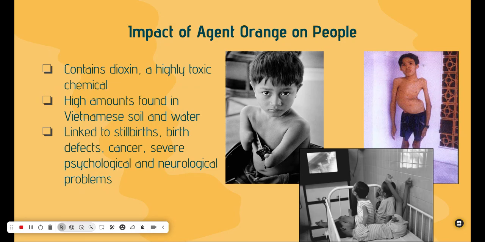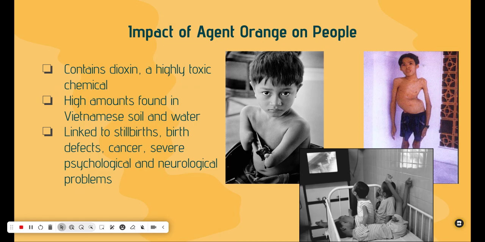So you can see here children who were not a part of the war, they were not VC, but because their parents were exposed to large amounts of Agent Orange, either while the mother was pregnant or prior to, they see a lot of birth defects that are happening as a result of that high level of exposure. In addition to birth defects, there's increased instances of cancer and psychological and neurological issues.